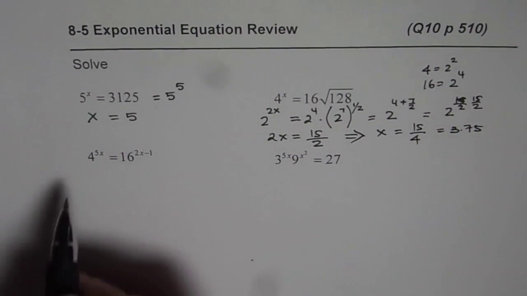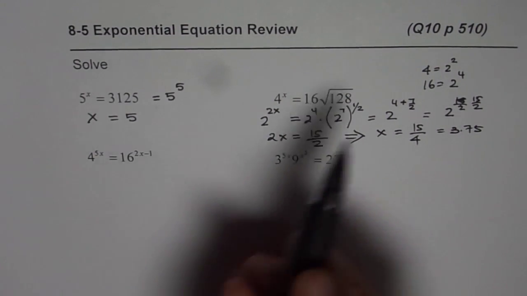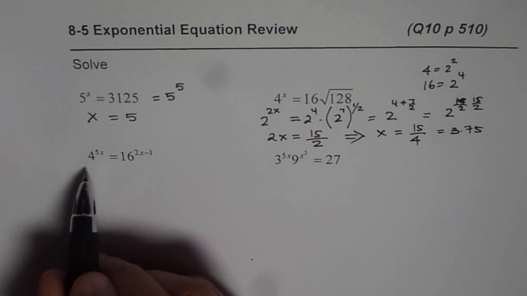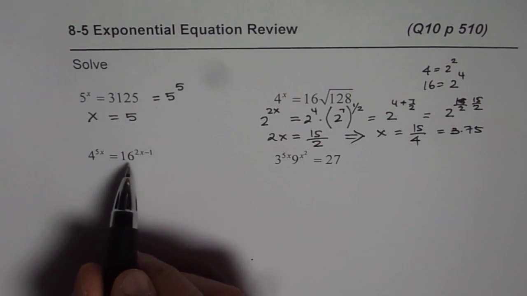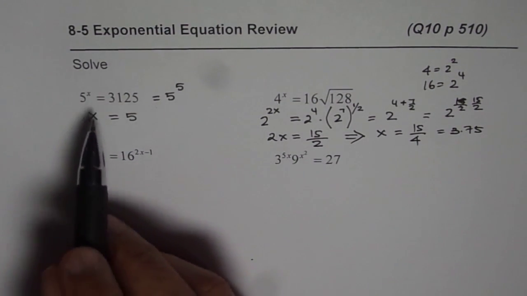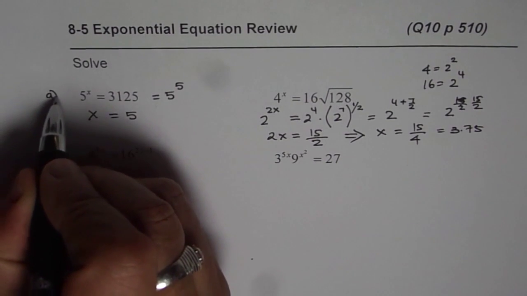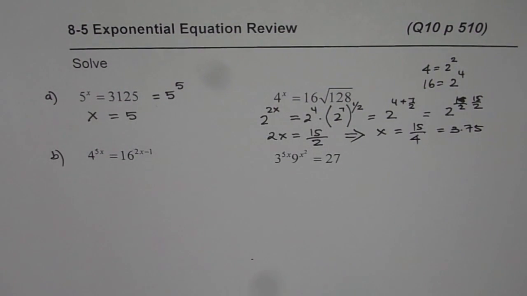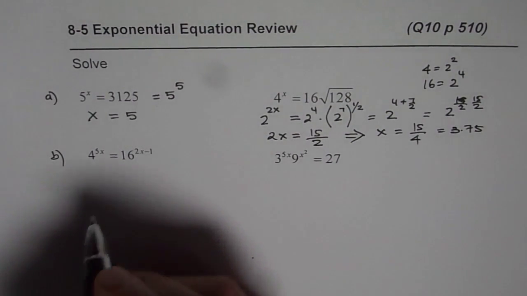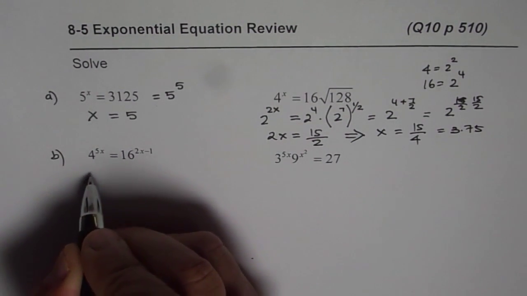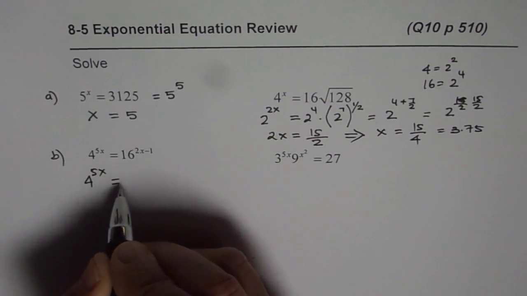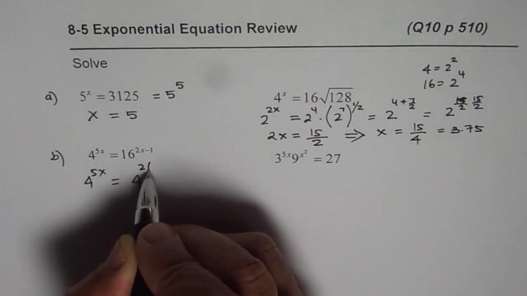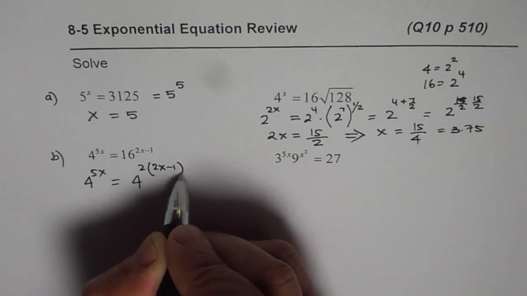Here is another question, part B, I think it was. 4 to the power of 5x equals 16 to the power of 2x minus 1, right? So the order was A, then B. This is simpler than that one. In this case, 16 can be written as 4 squared. So we could write this as 4 to the power of 5x equals 4 to the power of 2, which is 16, and then 2x minus 1, correct?